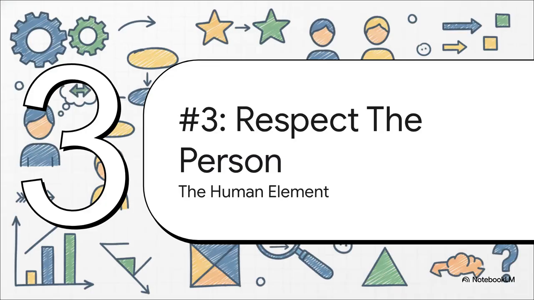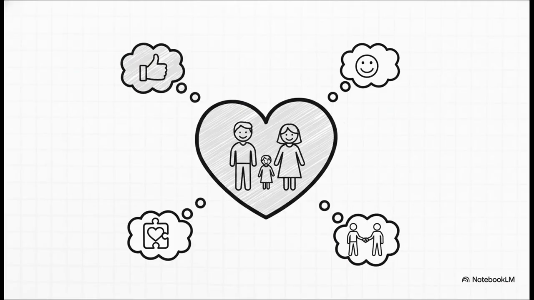Okay, so we've got our data and we've got our evidence. But here's the thing. Even the most brilliant, scientifically sound plan is completely worthless if the people involved won't or can't actually do it. This brings the human element right to the front and center with our third pillar, respecting preference. An intervention doesn't just happen in a clinic. It becomes part of a family's daily life, every single day.